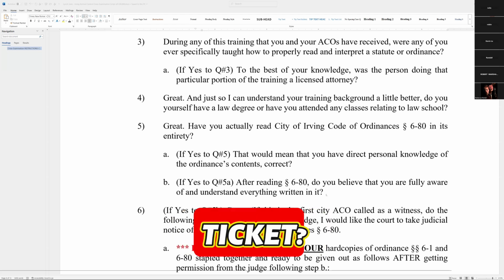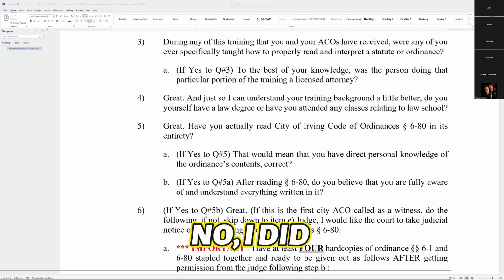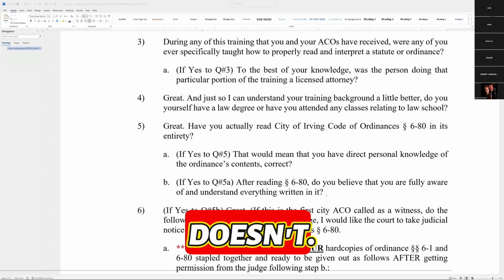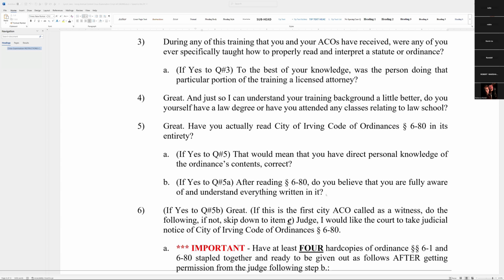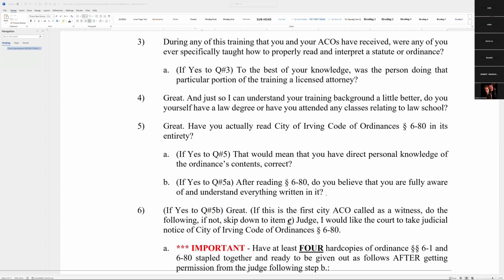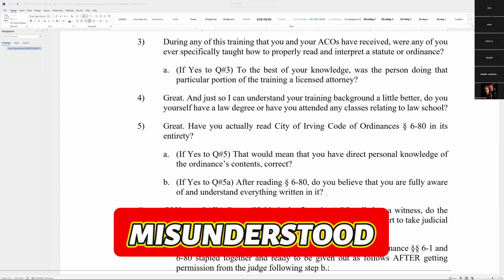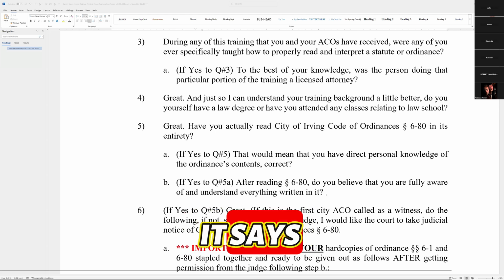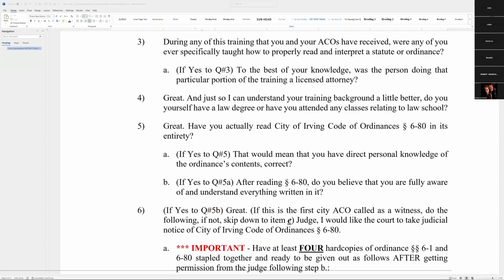Kevin, did you get a speeding ticket? No, I did not. I'm 14. His dad has tickets, but he doesn't. Okay. I had a question. So I might have misunderstood here. You don't sound like Robert. It says Rebecca. Oh, I'm sorry. It's highlighting Robert's name. Oh, really? Yeah. Interesting.